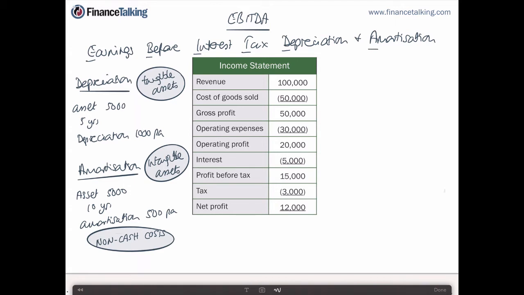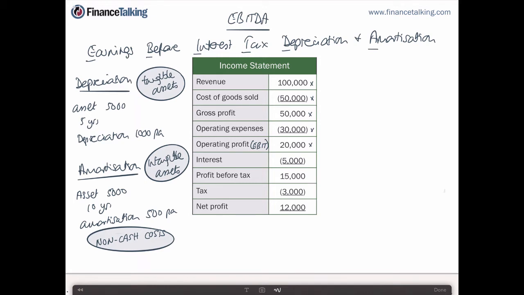So to understand a bit more, let's look at a simple income statement. This company sells £100,000 worth of goods or services, and the goods cost the company £50,000, which leaves £50,000 of gross profit. Then it incurs general and admin expenses, or other operating costs, of £30,000, leaving an operating profit of £20,000. Now, operating profit, or earnings before interest and tax, is the profit from the company's operations. It's the profit for which operational management can be held responsible.